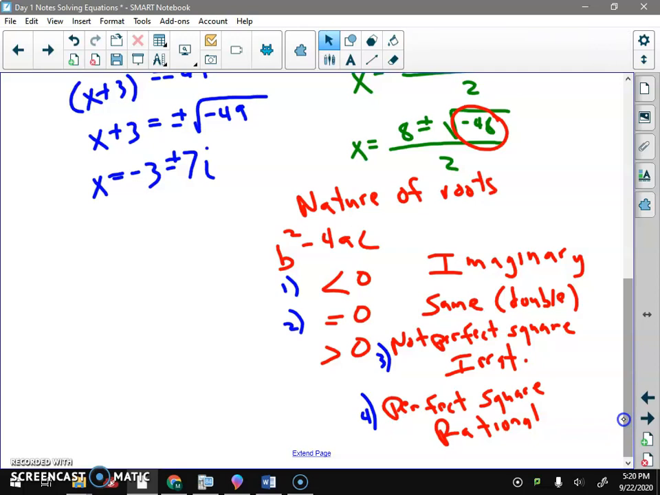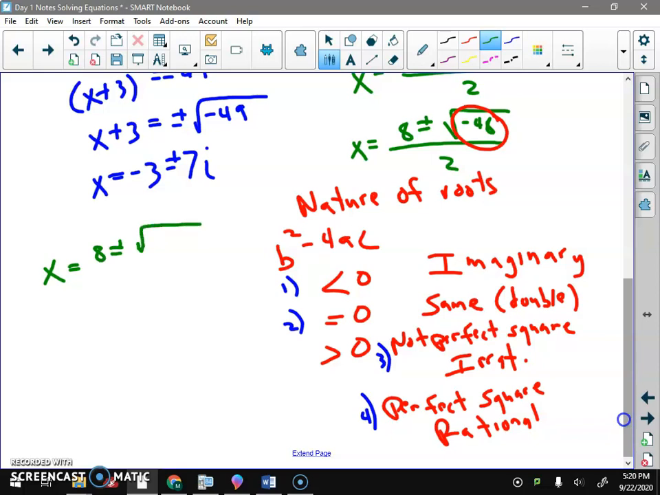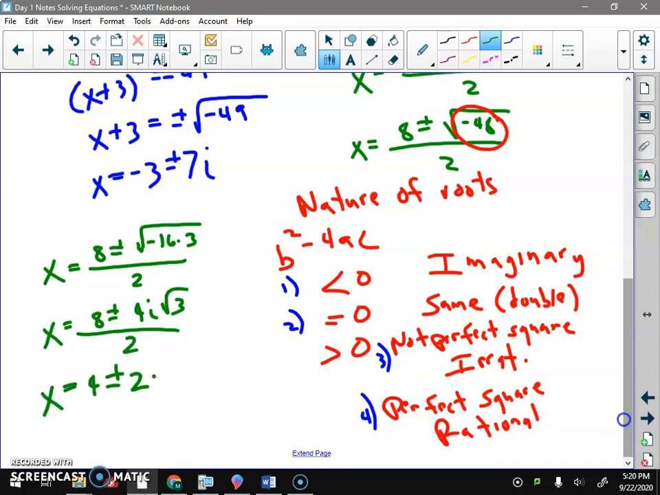So I could go back to this one and I go negative 48, they're going to be imaginary. Finish that thought if we want to. What are we going to break 48 into? We're going to break it into negative 16 and 3, because when we pull that out of the house, we get 8 plus or minus 4i radical 3 over 2. I'm going to divide that 2 out, and I get 4 plus or minus 2i radical 3. Not only are they imaginary roots, they're irrational imaginary roots. Very possible. We're almost done for the day, guys.